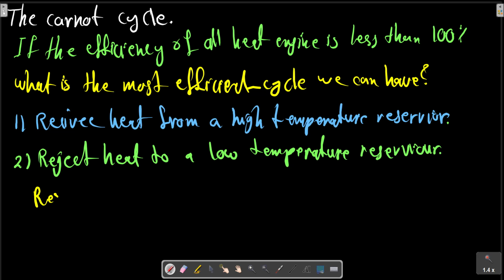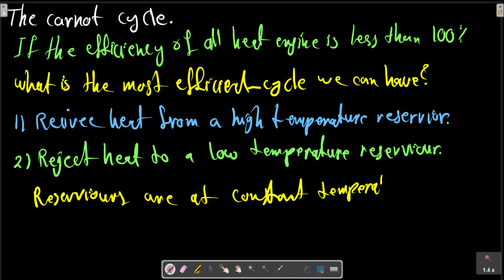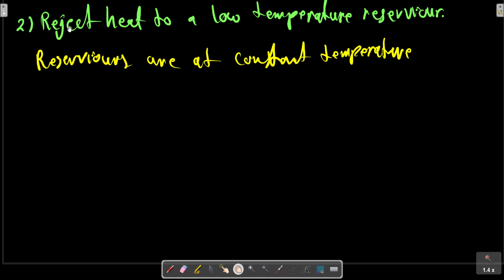The reservoirs are at constant temperature.